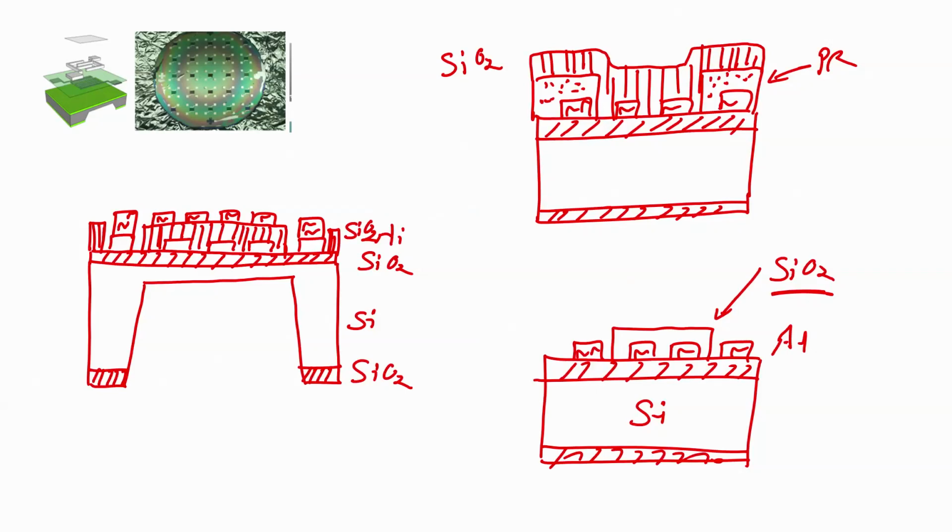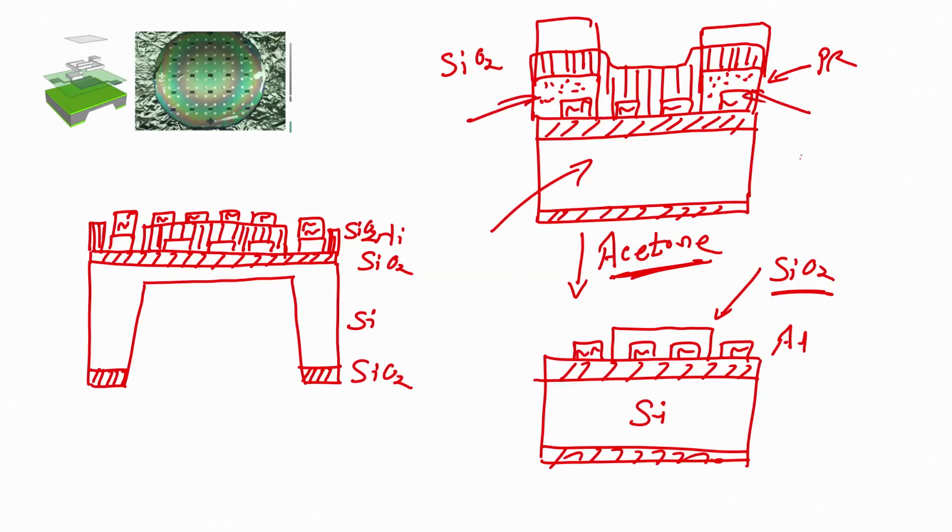All right. Then what I will do? I will dip this wafer in acetone. In acetone, what will happen? The photoresist will get stripped off in acetone. So, the photoresist, this much area and this much area, will get stripped off. So, when this photoresist strips off, the silicon dioxide on photoresist will also get lifted off, you get it.